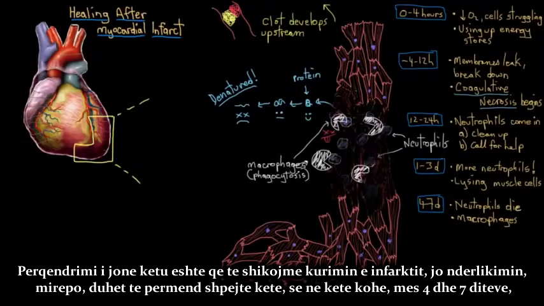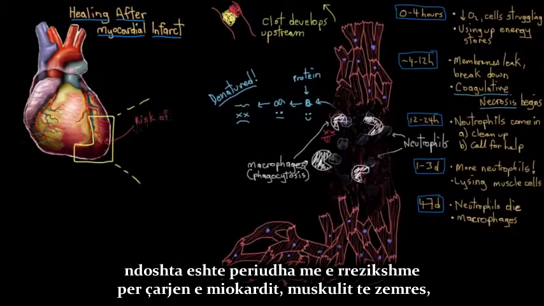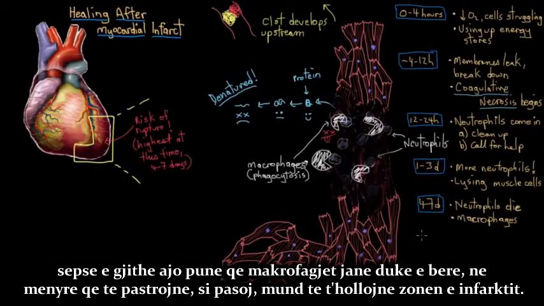And our focus here is to just look at the healing of an infarct, not really the complications. But I should quickly mention that this time, between 4 and 7 days, is probably the most dangerous period for rupture of your myocardium, of your heart muscle, because of all the work the macrophages are doing here to sort of clear out and really therefore thin out the infarcted area.